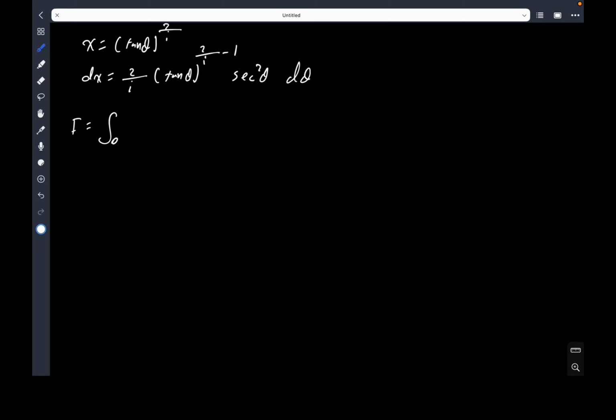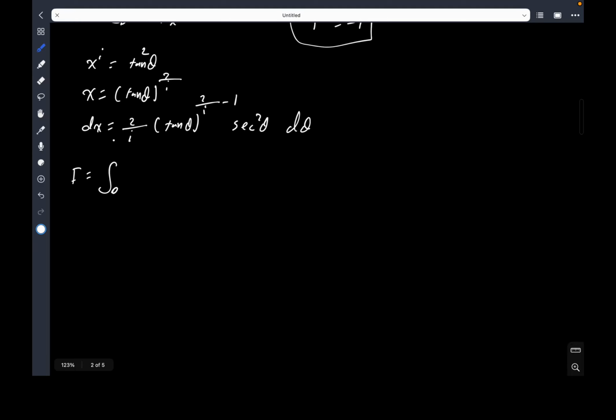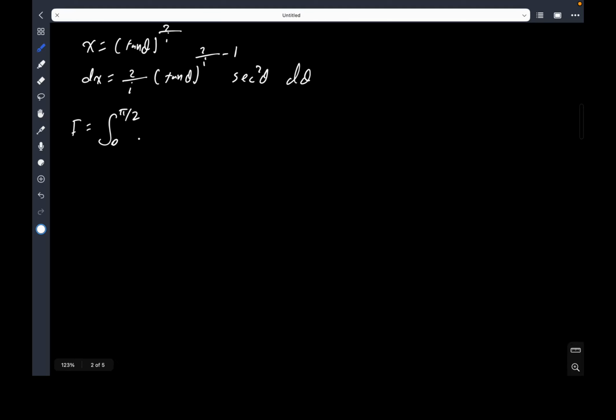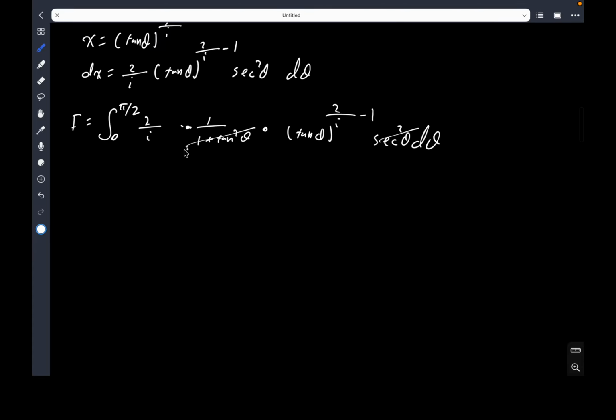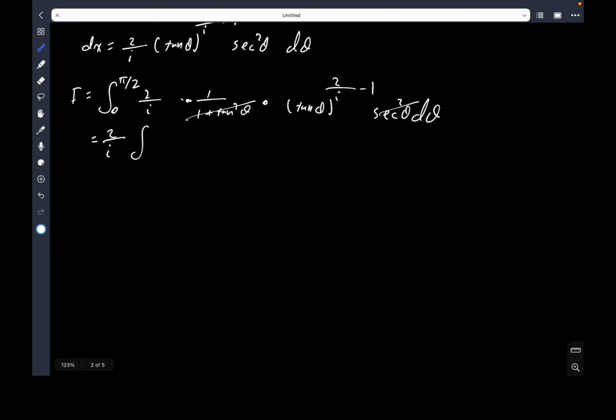The integral from 0 to pi over 2, if I change the bounds, of 2 over i times 1 over 1 plus tan squared theta times tan theta to the 2 over i minus 1 sec squared theta d theta. 1 plus tan squared theta is secant squared theta, so these sec squareds are going to cancel out, and I'm going to be left with 2 over i, the integral from 0 to pi over 2 of tan theta to the 2 over i minus 1 d theta.